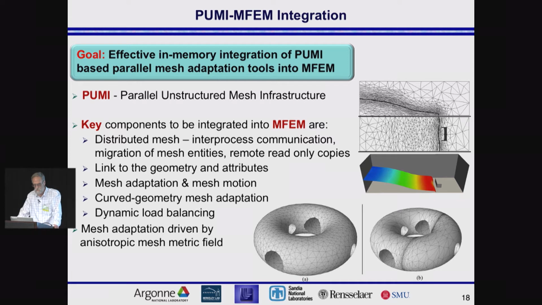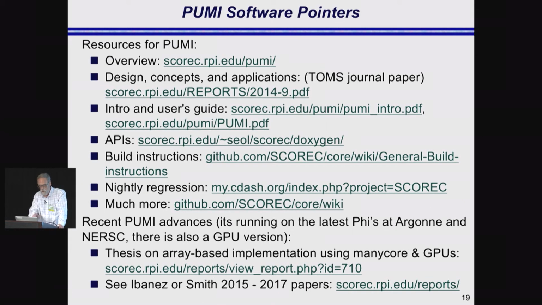The key components of that, which were mentioned earlier, are the distributed mesh infrastructure for the conforming meshes, as well as the mesh adaptation, and it includes mesh motion in that, because for moving features, you would like to use mesh motion until you need to do topological modifications. The dynamic load balancing must be part of that, and all that can be driven by an anisotropic mesh metric field. We already saw this slide, but just repeating in case anybody didn't see it earlier, the earlier presentation is where you can get information on PUMI.